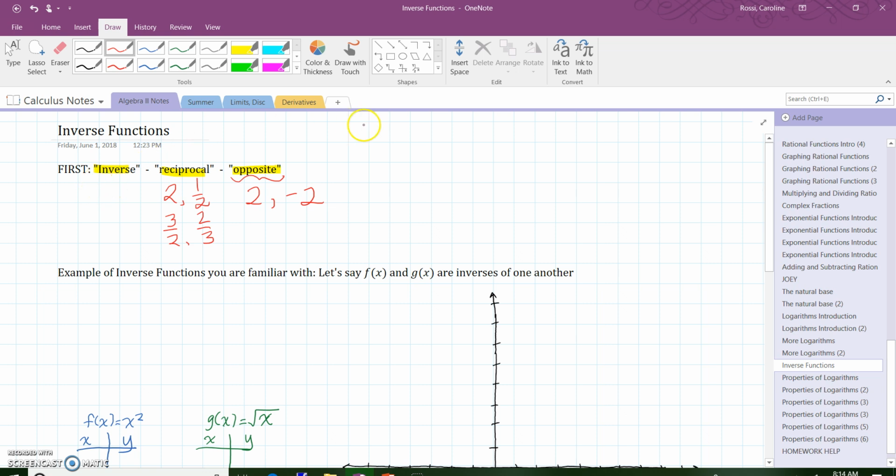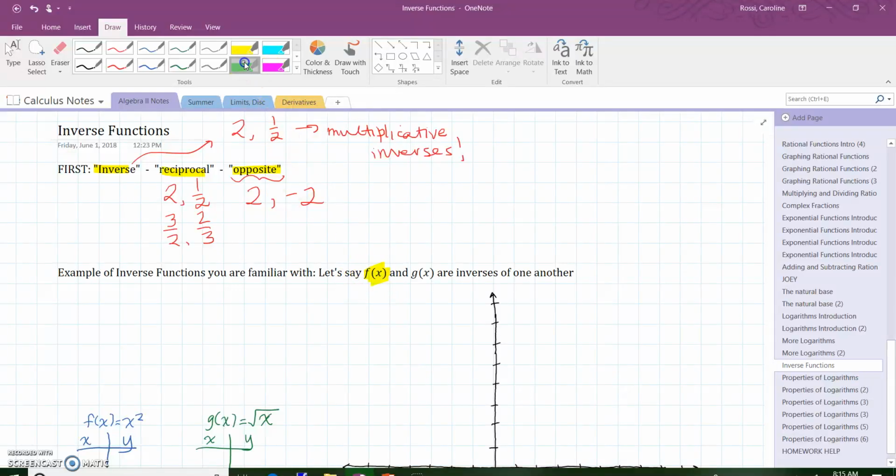If you're going to say that 2 and 1/2 are inverses, you really need to clarify multiplicative inverses. They're not inverse functions. So inverse functions is something different. Inverse functions are functions that are going to undo each other. And we're going to start with functions that you're more familiar with that are inverses of one another.